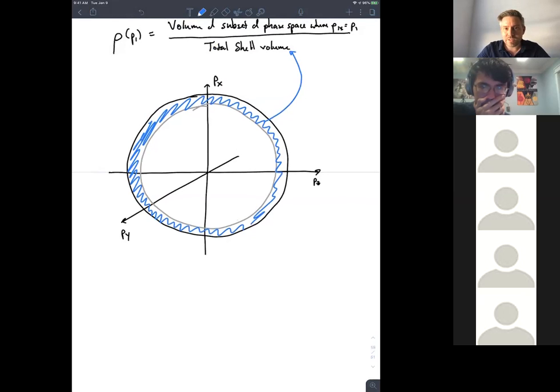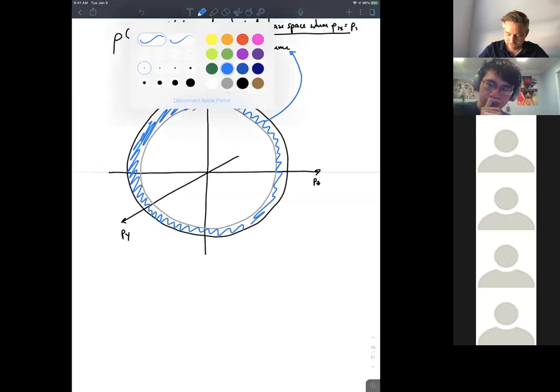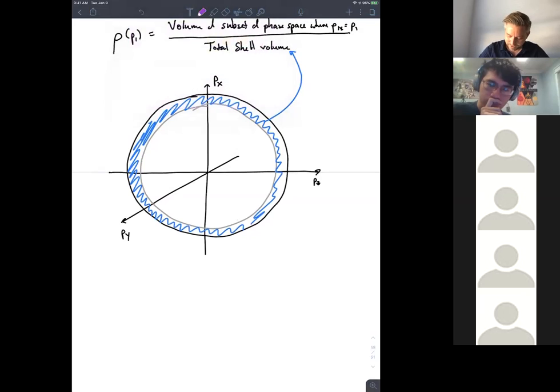We want to find the subset of this phase space where the x component is equal to some constant value. Okay, so in other words, what we're going to do is start out here at px equals 0, come up by some distance, say here, where px is equal to this constant value p1.